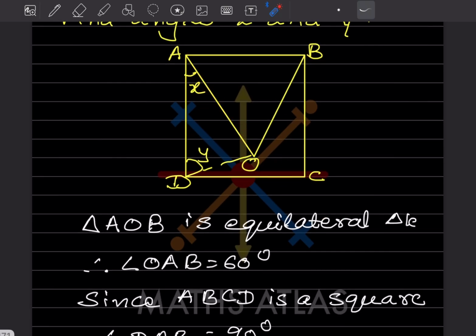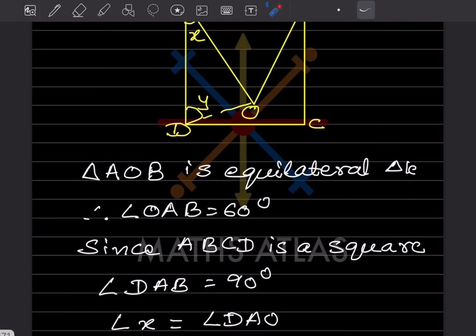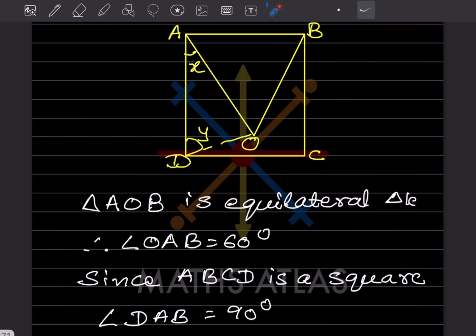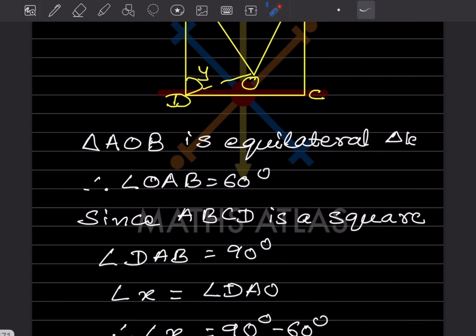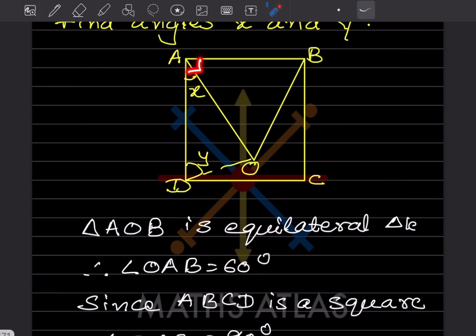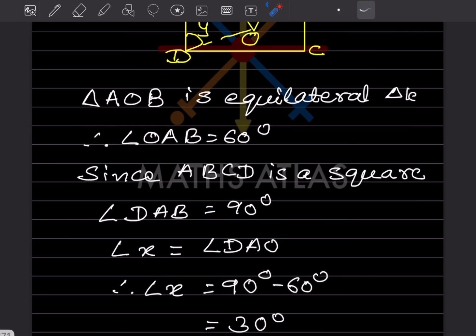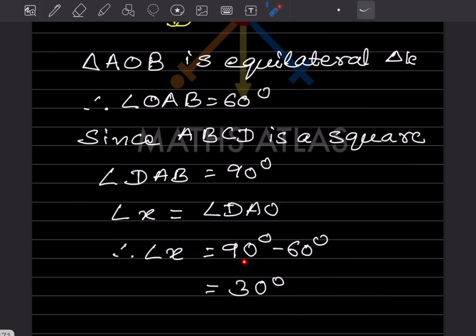And since ABCD is a square, angle DAB is going to be 90 degrees. So angle x is going to be DAO. So that will be angle x, which is 90 minus the DAO part. This whole part is 90, and from there we subtract 60 degrees, since AOB is an equilateral triangle. So 90 minus 60, x is going to be 30 degrees.